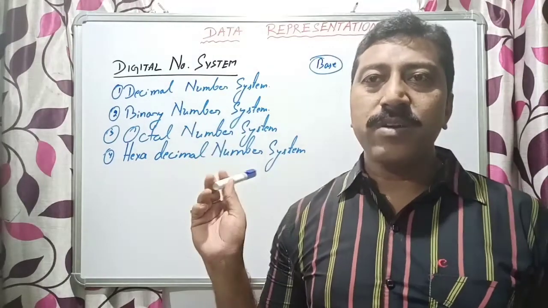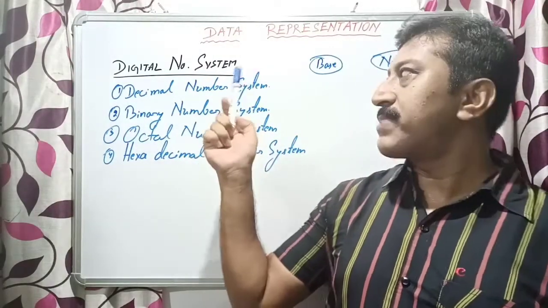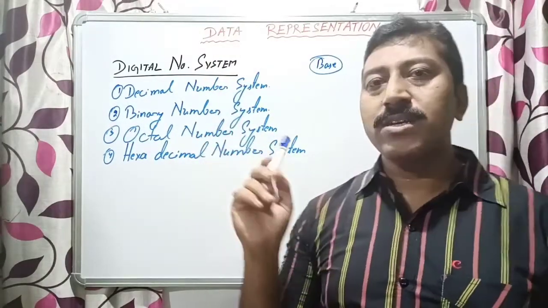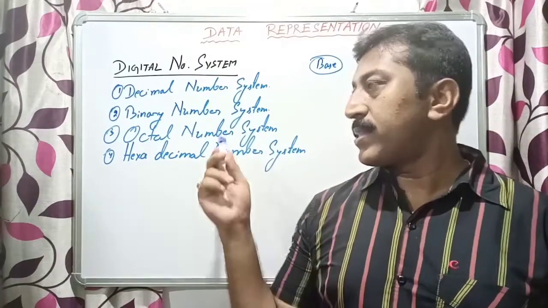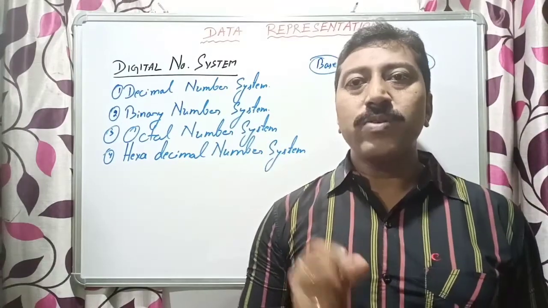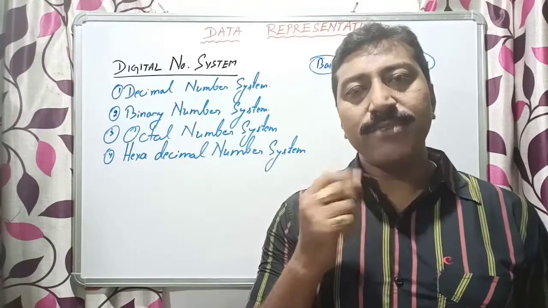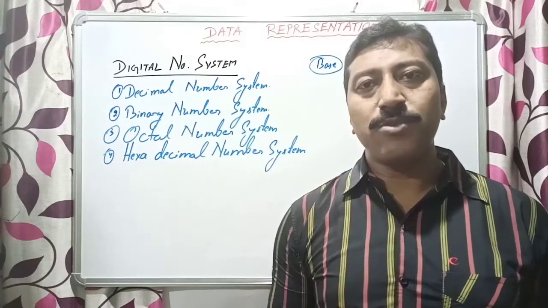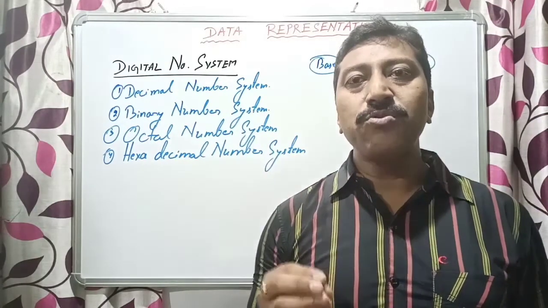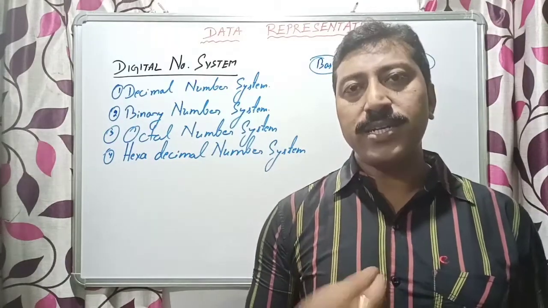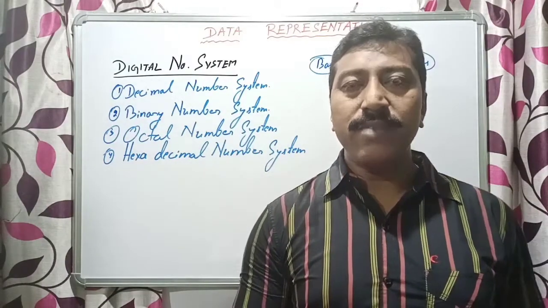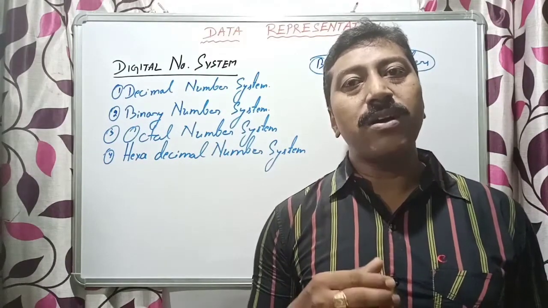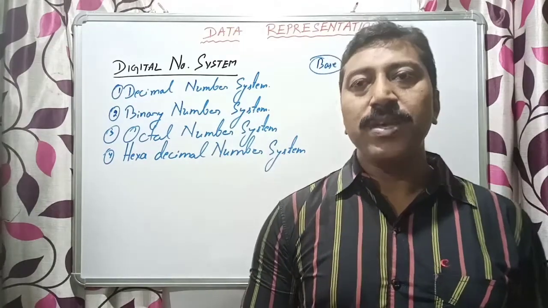The different types of number systems are: the decimal number system, the binary number system, the hexadecimal number system, and another one is the octal number system. I'll tell you the details about each. And let us see a few key terms, a few important terms to remember to identify which one is what type of number system. Okay, so let us see.